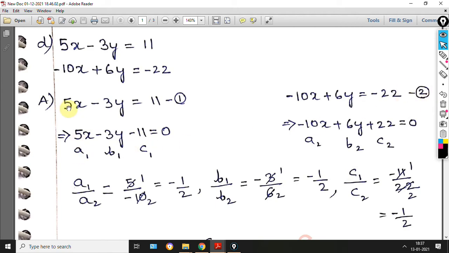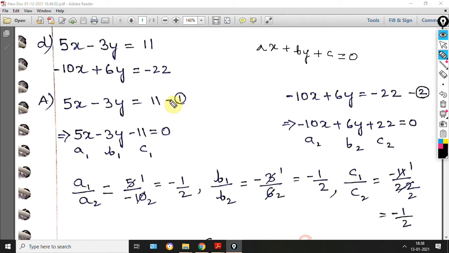Next, what we are doing? We are writing 5x minus 3y as it is and bringing this 11 to this side: minus 11 equal to 0. Why are we bringing this 11 to this side? Because we want to make this equation in the standard form. What is the standard form? The standard form of a linear equation is ax plus by plus c equal to 0. So we are making this equation into standard form.